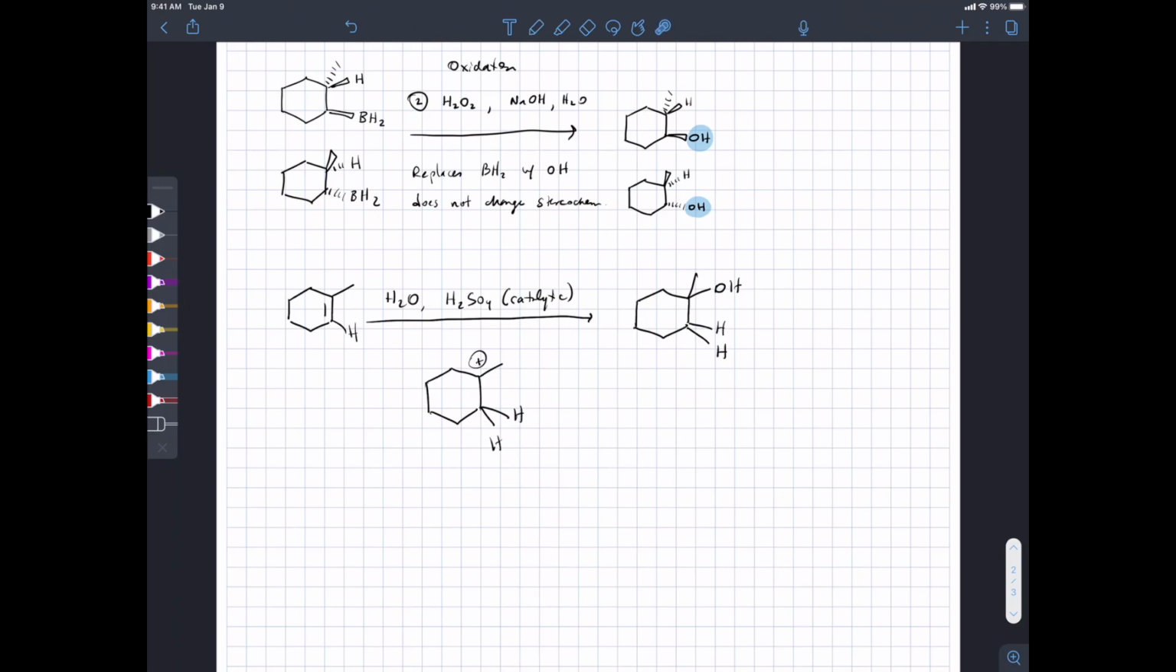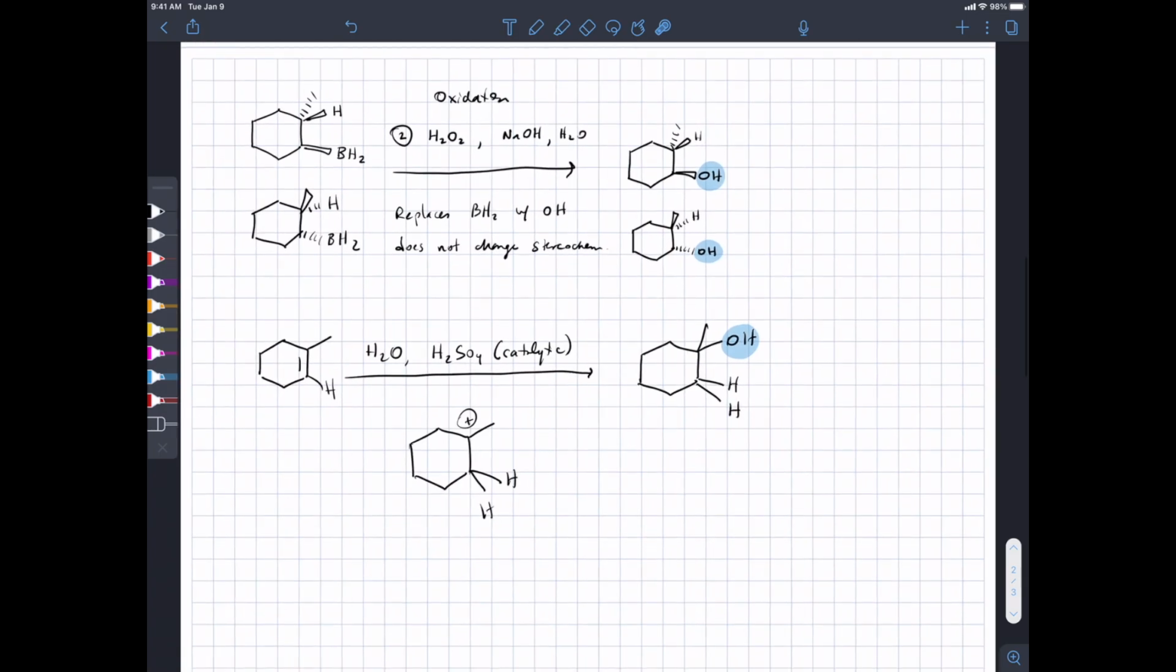Okay, so these two approaches, and the other difference is that there's no selectivity for syn versus anti for addition of water across the double bond. So these two methods are complementary. If you want the OH on the more substituted carbon, you choose this method, acid catalyzed hydration. If you wanted the OH on the less substituted carbon, you choose hydroboration oxidation.